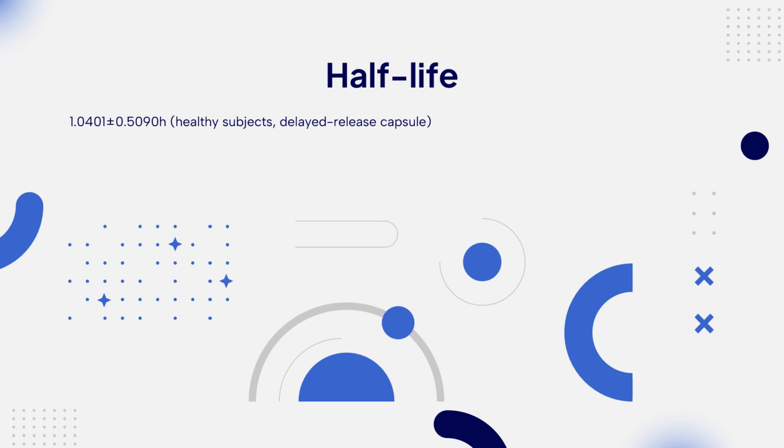Half-life. The half-life of an 800 g oral dose is 1.0401 plus or minus 0.5090 h. For a sublingual dose it is 0.8542 plus or minus 0.1170 h. And for a buccal dose it is 0.8365 plus or minus 0.1346 h.